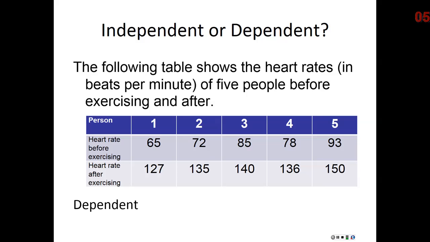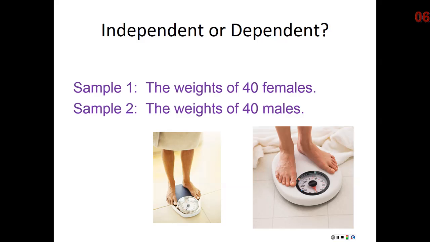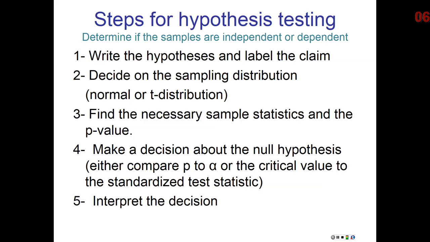Okay, sampling. Let's look at this one right here. You've got the weights of 40 females, the weights of 40 males. They are independent. Very good. So that's one of the things you have to do.